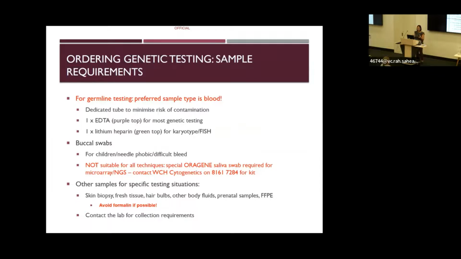We can do buccal swabs for those people who are a bit needle-phobic, difficult bleed and so on, but we can't use them for all techniques because the DNA quality and quantity isn't enough with a buccal swab. So if you do want to do that, then you need to use the special Origin saliva swab for microarray or NGS. We don't have them available in pathology collection centres because they're a bit expensive, so you need to call us to send one out to you to collect for your patient. Then there's a few other sample types we can use for specific testing situations. Contact the lab for collection requirements if you need to.